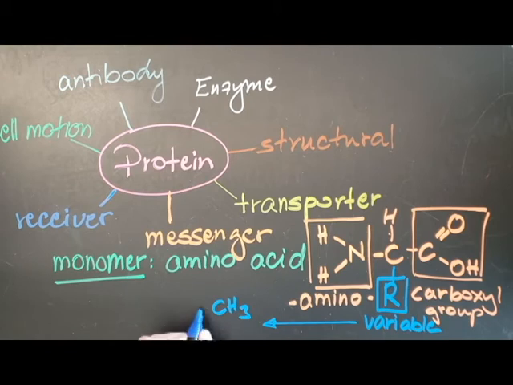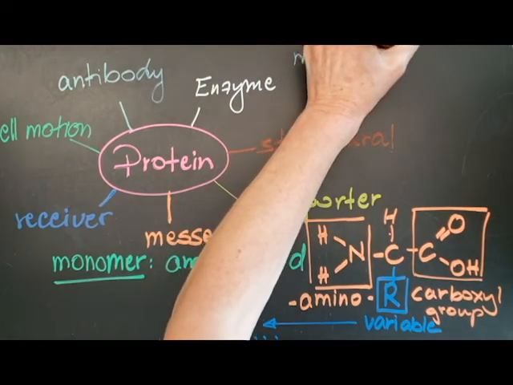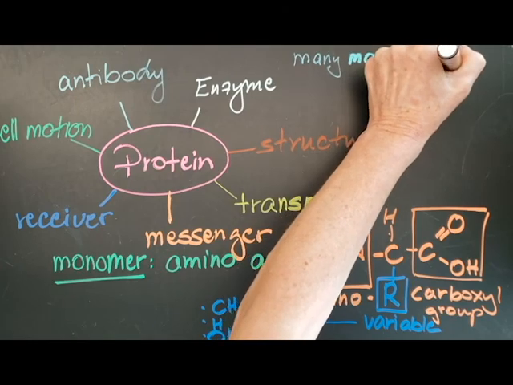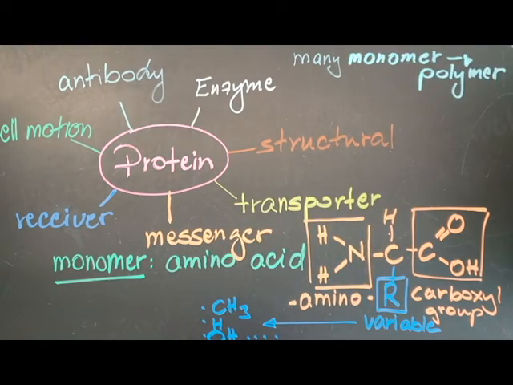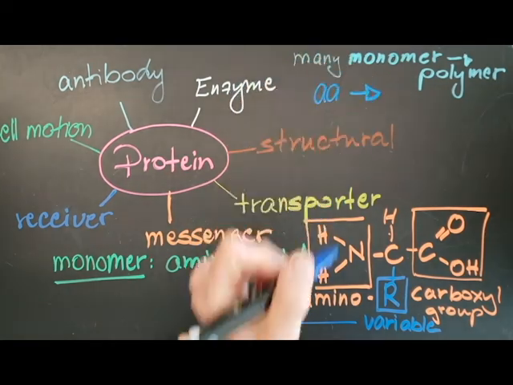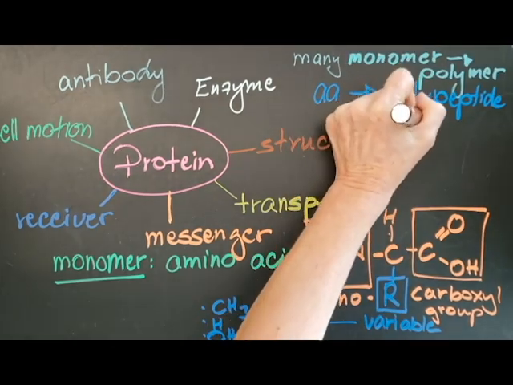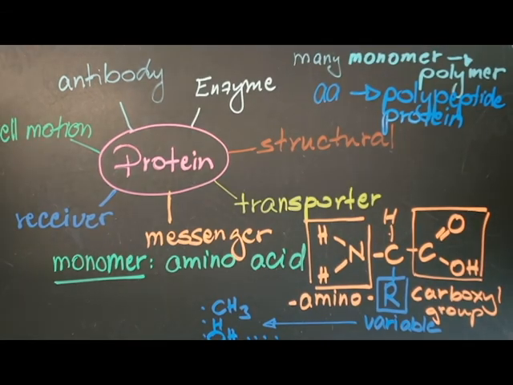It can be like hydrogen, a methyl group, or OH group, a hydroxyl group, and so on. There are many of them. We usually have 20 amino acids that we use in our body. So many monomers are going to make a polymer. In our case, many amino acids are going to make a protein or a shorter polypeptide chain.